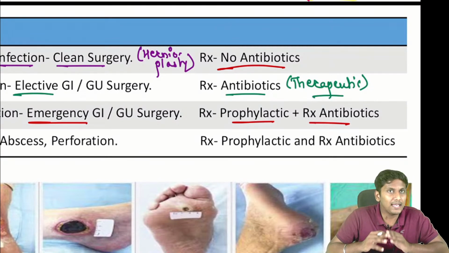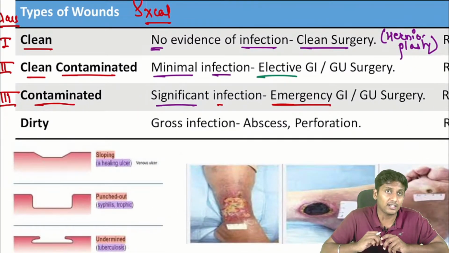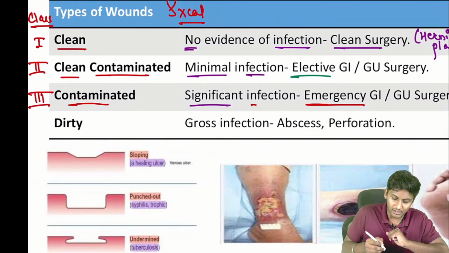मतलब सर्जरी से पहले ही एंटीबायोटिक्स दे दो, and also give antibiotics after surgery also for treatment. Okay, prophylactic as well as therapeutic antibiotics. Yes, acute pancreatitis can be an example of significant infection. Yeah, class 3 or a contaminated one.